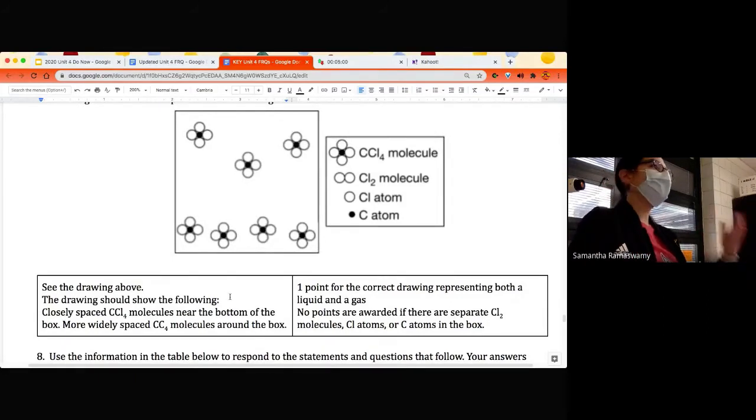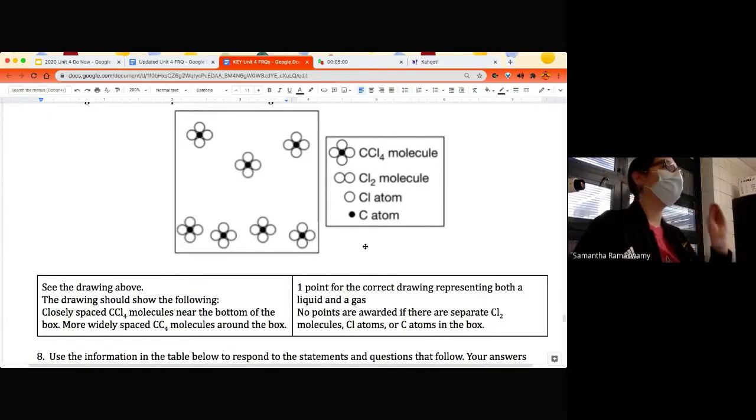It says the drawing should show the following. Now it doesn't tell you how many CCl4 molecules to draw, so the number that you pick really is up to you. They showed 7, you could have showed 8, could have showed 10, you could have showed 5. But what you need to do is make sure that you're showing both states of matter, because it said only some of the CCl4 had evaporated.